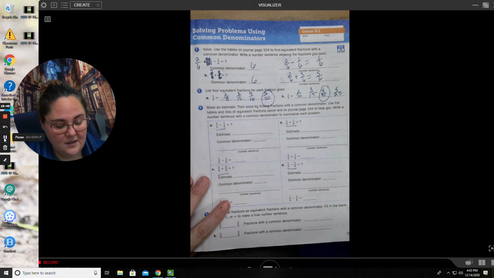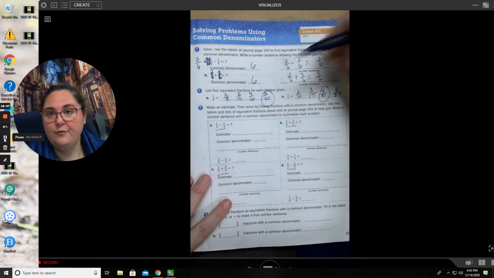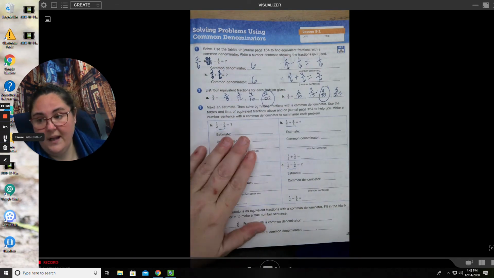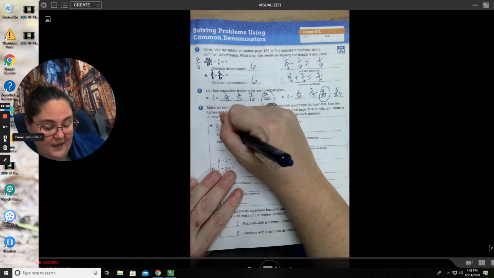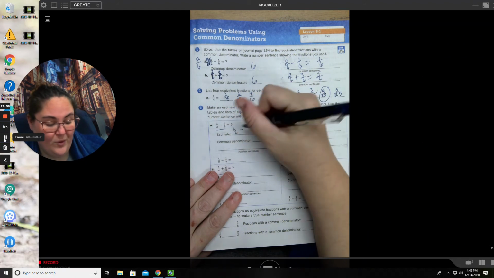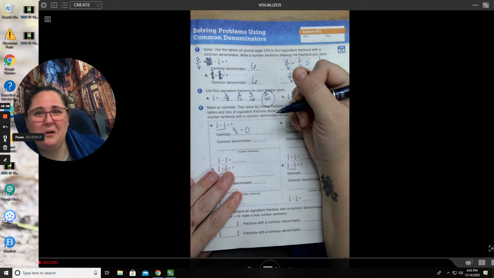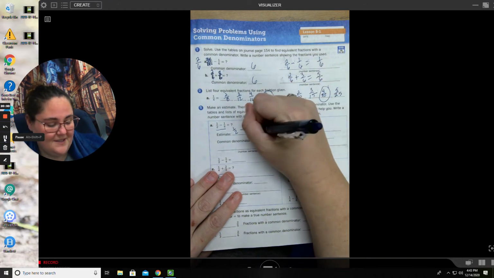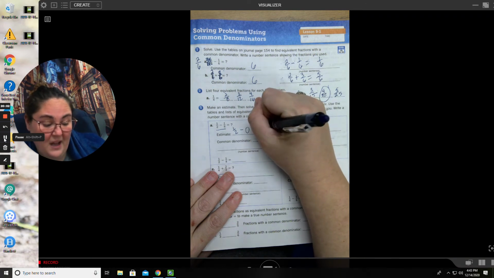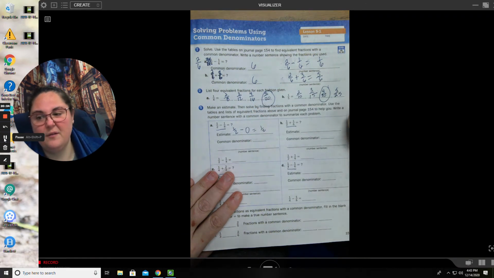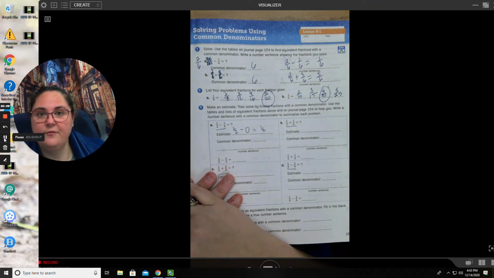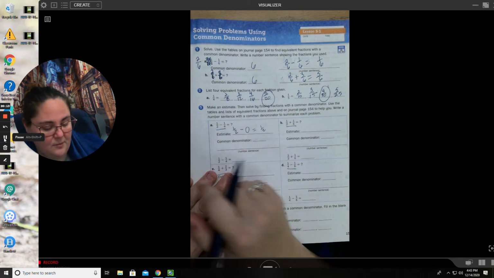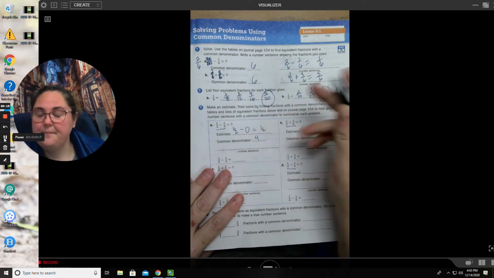All right, so let's look at my first one. I have a 2 and a 4. So my estimate, 1/2. I'm going to say that's still close to 1/2. 1/4 is pretty close to 0. So I'm going to say my estimate is about 1/2. I mean, it's going to be smaller than 1/2. Okay. My common denominator, I have a 2 and a 4. I know 2 goes into 4 equally, so my common denominator will be 4.